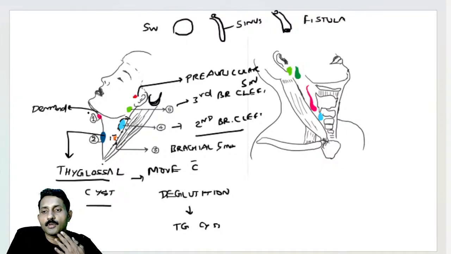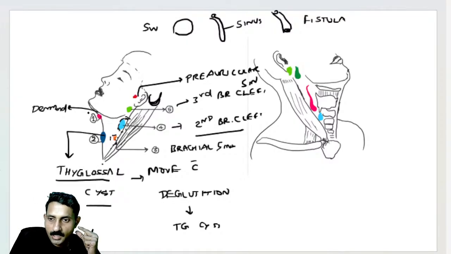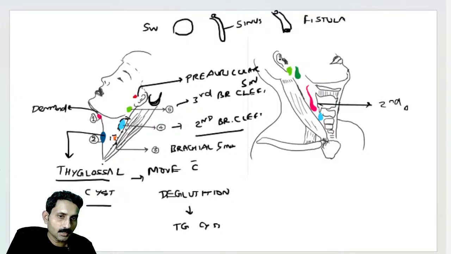So swelling in the floor of the mouth is usually a dermoid cyst. A swelling in the anterior middle part of the midline, which moves with deglutition, is a thyroglossal cyst. A sinus at the lower border is called the branchial sinus remnant. The anterior border of sternocleidomastoid is the second branchial cleft. If the swelling is somewhere here near the parotid region, that is usually a third branchial cleft. And if in front of the ear you are feeling a sinus, that's called preauricular sinus. That is what is given in this other picture also. This area is mostly second branchial cleft and preauricular sinus, and then third branchial cleft.